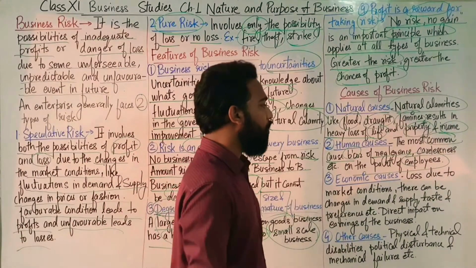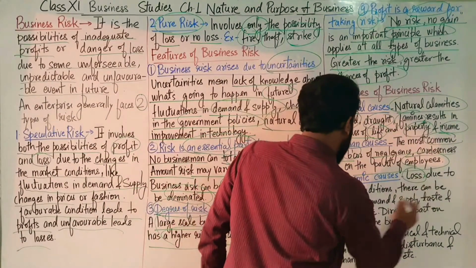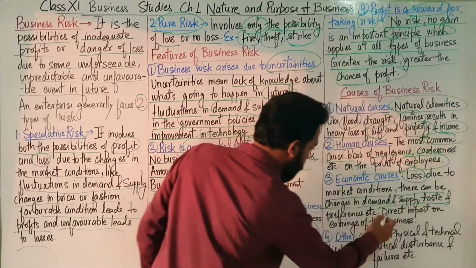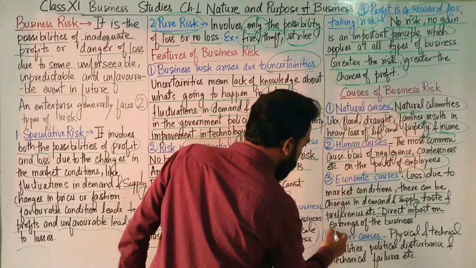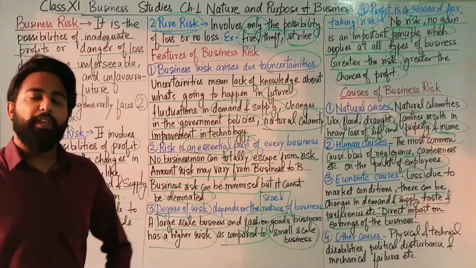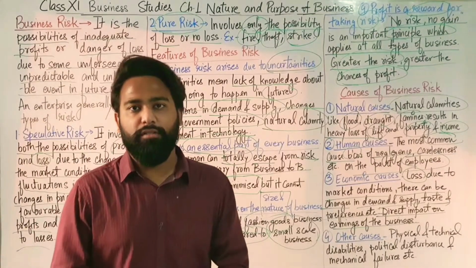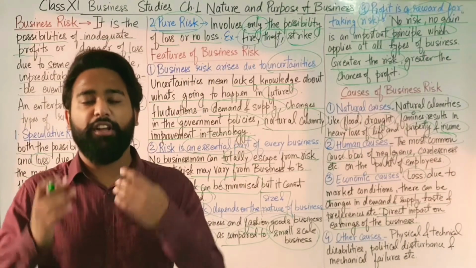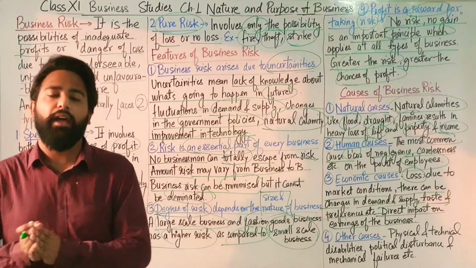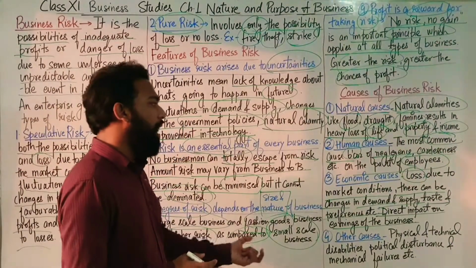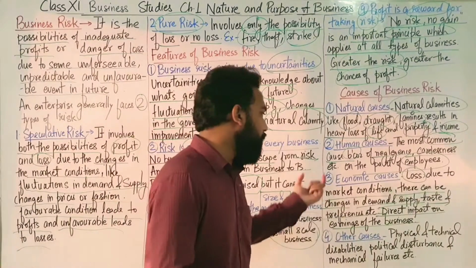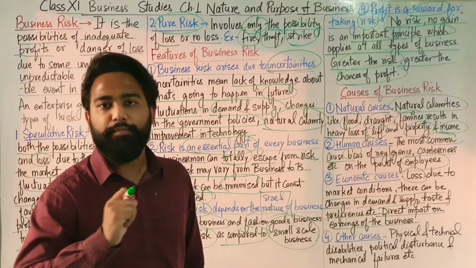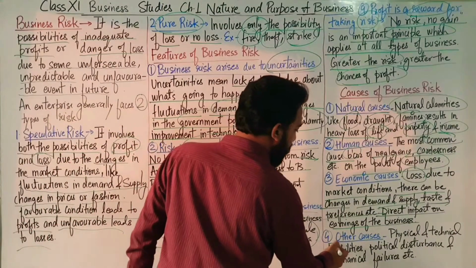Now, the third one, economic causes. What are economic causes? Losses due to market conditions. There can be changes in demand, supply, taste and preference which directly impact the earning of the business. If there are changes in the fashion, in the taste and preference, or fluctuations in market conditions like demand and supply and government schemes, then these are the economic causes, and due to them there is a direct impact on the earning of a business. Fine.